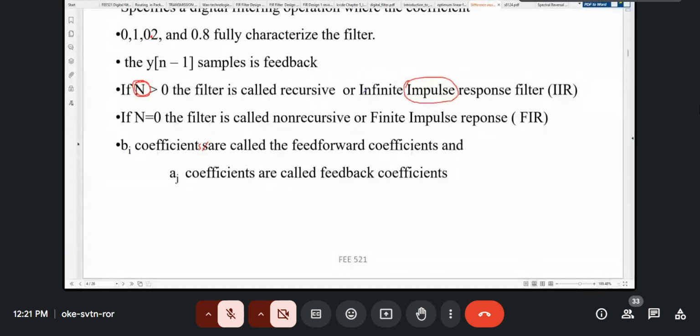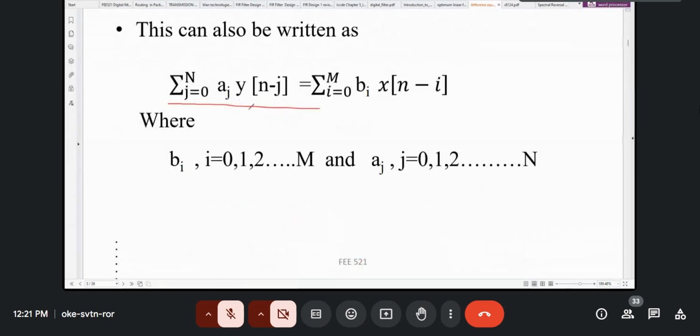And from what you can see here, y of n is a summation of the current x input sample, past output samples, and also past input samples.